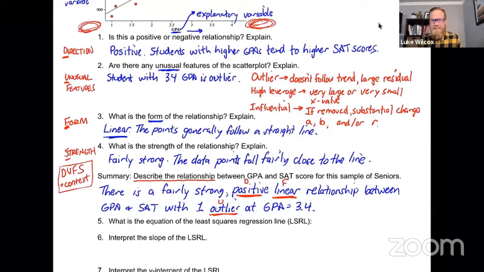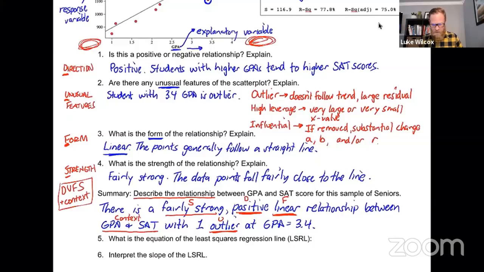And then S is strength. We've used the word fairly strong to indicate our strength. And then context, well, that's actually right here, GPA and SAT. I've clearly indicated the two quantitative variables that we're describing the relationship between. So what I like about this sentence is it takes care of all four of those things in one nice, neat sentence. Describe the relationship. Okay, let's go ahead and move on to number 5.